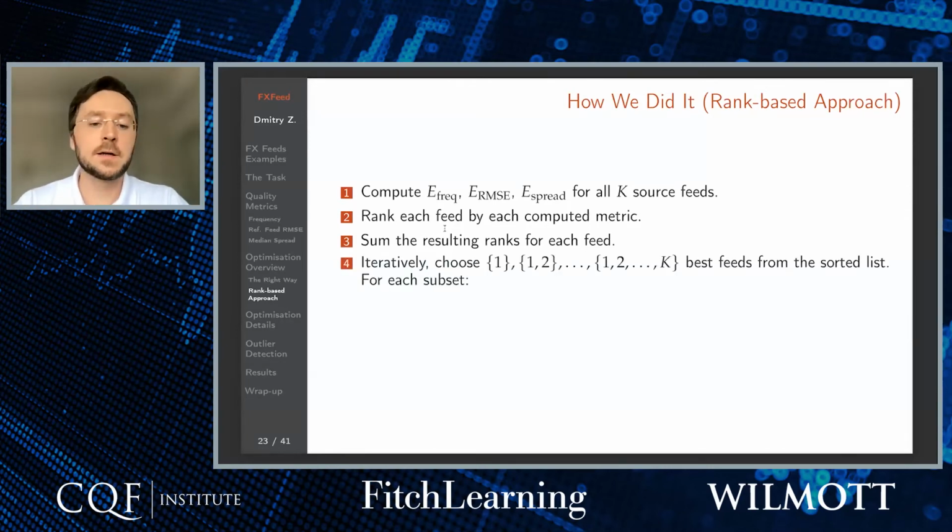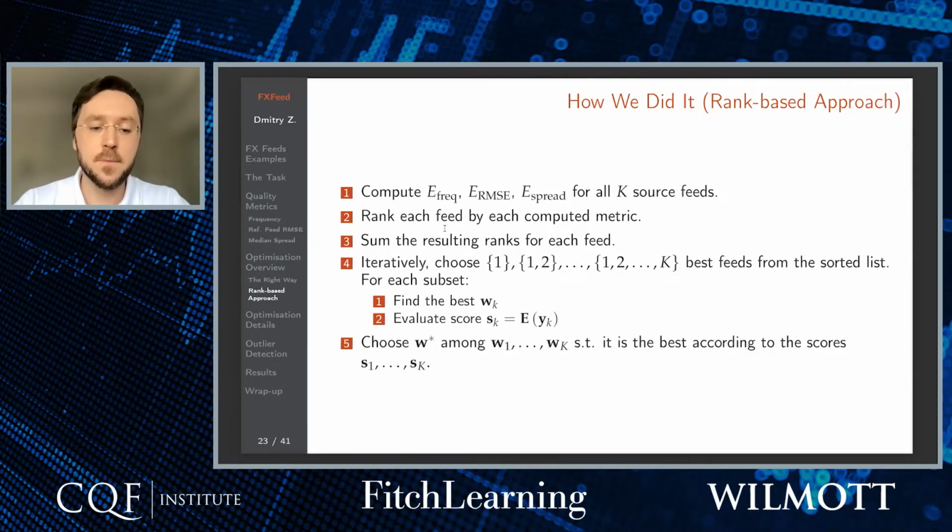Then we iteratively choose the first best feed, the 2 best feeds, 3 best feeds, and so on. And we feed our model the data and evaluate the score. And we do it for all k subsets. And in the end, we have a set of k vectors of model parameters, from which we'll have to somehow choose the best parameter, accordingly, the best model.